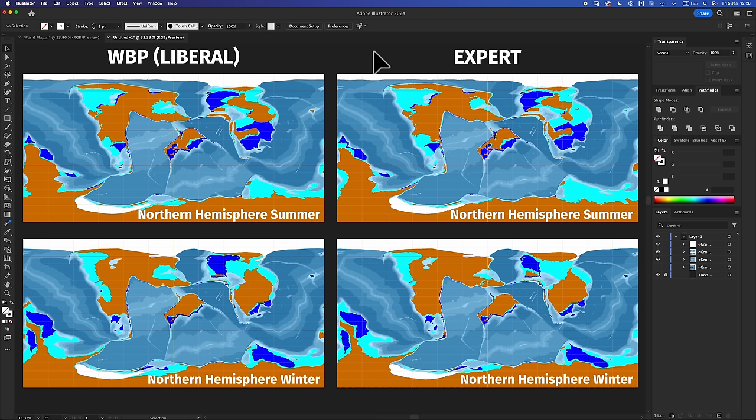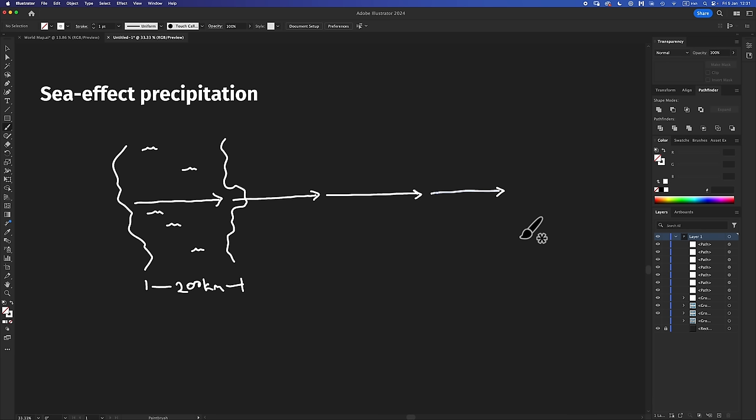The two big differences that stuck out to me between Worldbuilding Pasta's stuff and Ross's stuff is the inclusion of sea effect precipitation and the change to the pressure and circulation regime. So let's go over those two. First, sea effect precipitation. So recall that in Worldbuilding Pasta's methodology, he very often has you place precipitation up to 2,000 kilometers inland in the downwind direction.